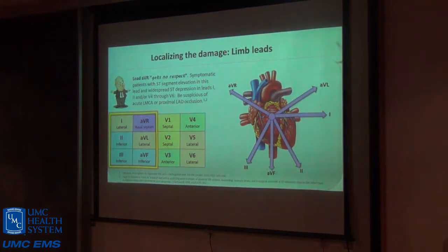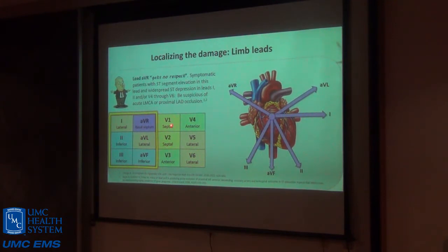So let's start a quick review on what we're looking at. Once again, we have our limb leads over here. So we've got our lateral pattern, we have our inferior pattern. This is our quick 6. This is the things we're going to be looking at in that quick 6 area.